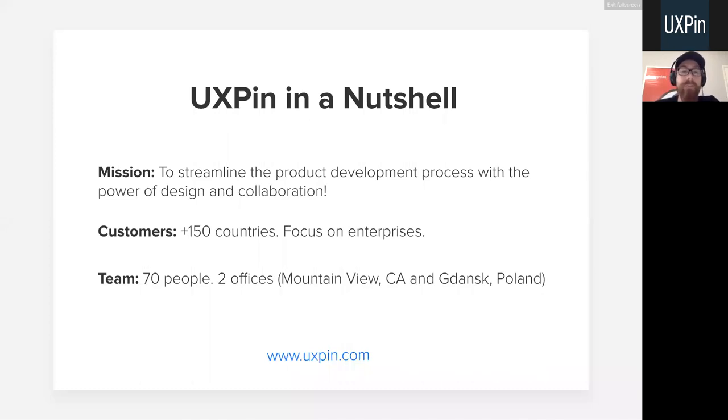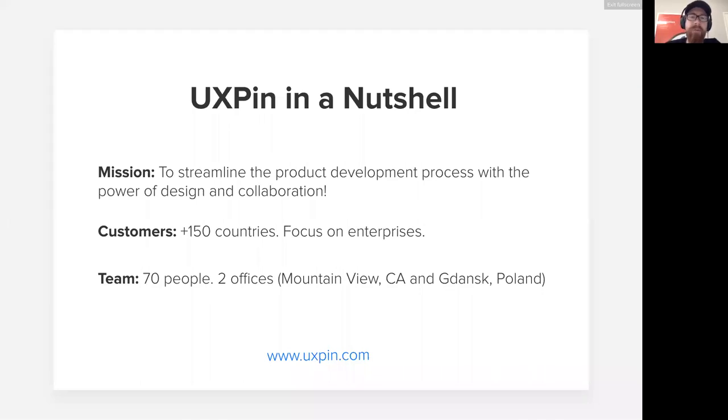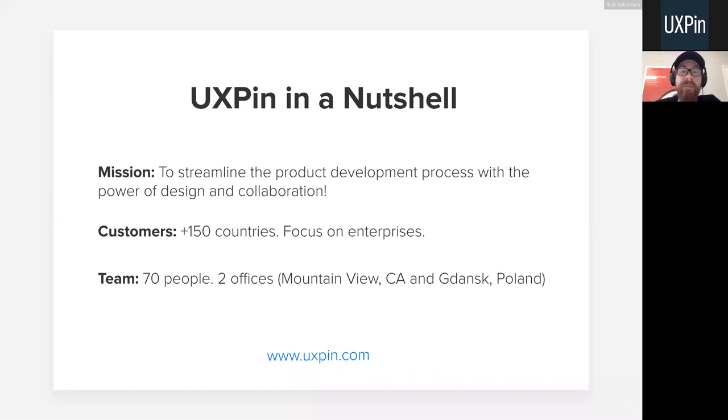We started this company with a very clear mission and vision. We believe that if you apply a very good, solid design process, product development becomes much more efficient, much faster, and the final experience is much better for our users. With that, we built a company with customers in over 150 countries. Our team consists of 70 amazing professionals in 2 offices, Mountain View, where I reside, and Gdańsk in Poland. And we started the company in Poland.